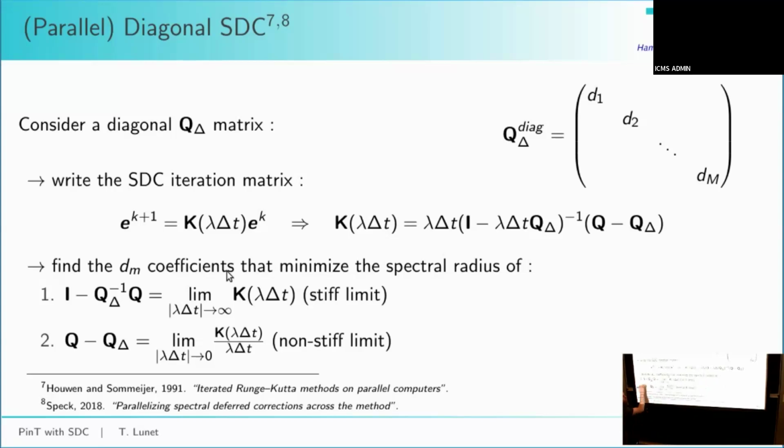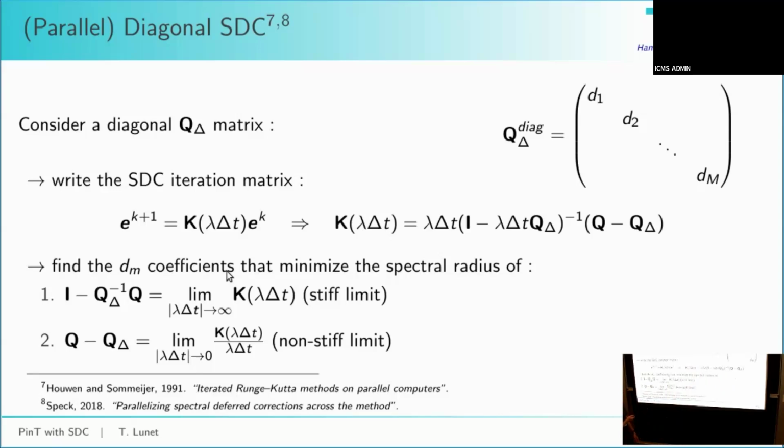Or what I also looked at, and some other people in this paper already looked at something similar, is non-stiff limits. So I divide by delta t, so I remove this, which makes something tend to 0, and I look at this whole term here. And when lambda delta t goes to 0, that will be my limit.